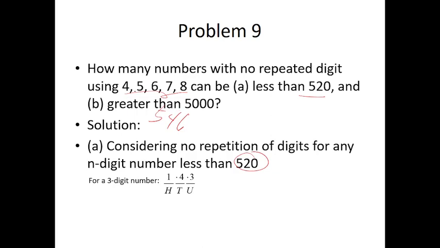Sa hundreds place, 546. Ang 546 ba ay mababa sa 520? Hindi. So, therefore, hindi na allowed ang 5. Lalong hindi allowed ang 6 kasi sobrang taas na yan. Hindi rin 7, hindi rin 8. So, 4 lang ang pwede. One option.